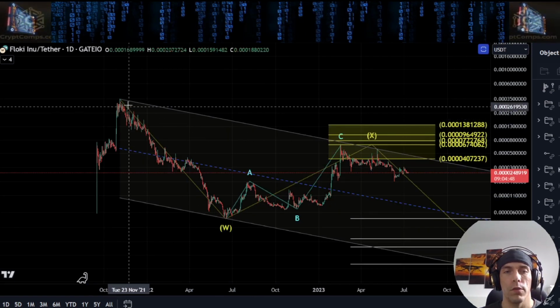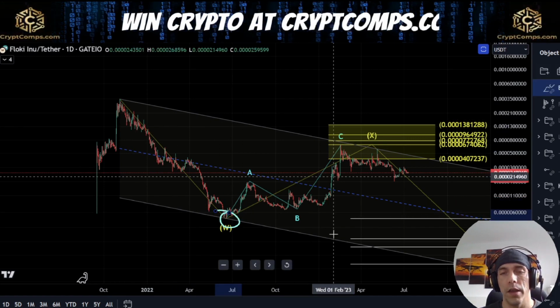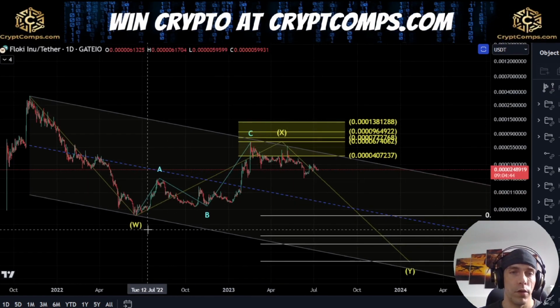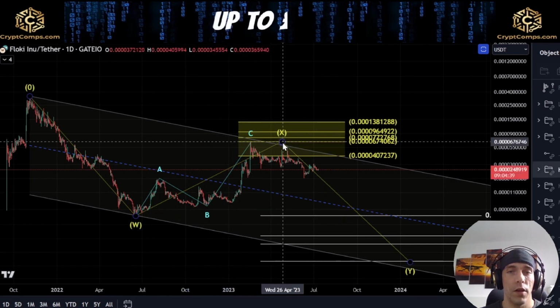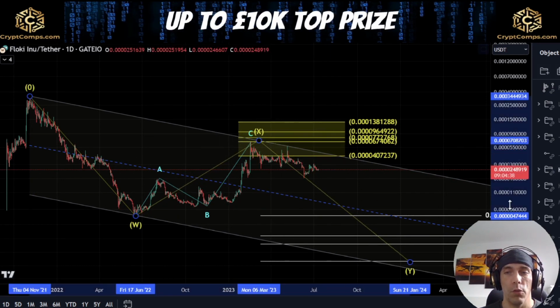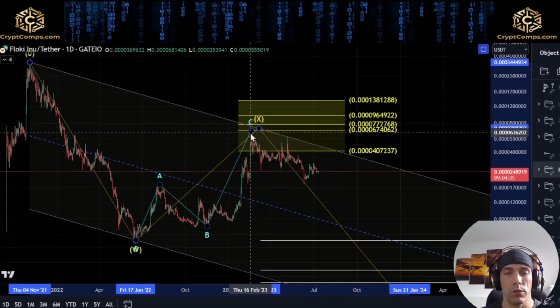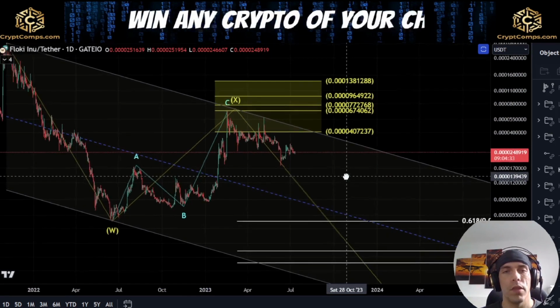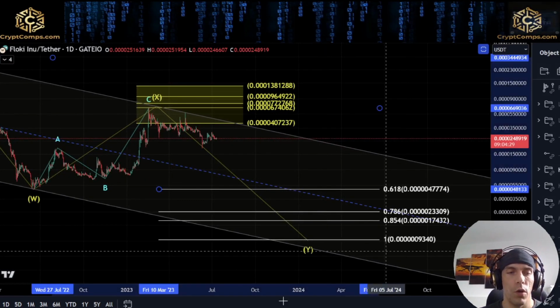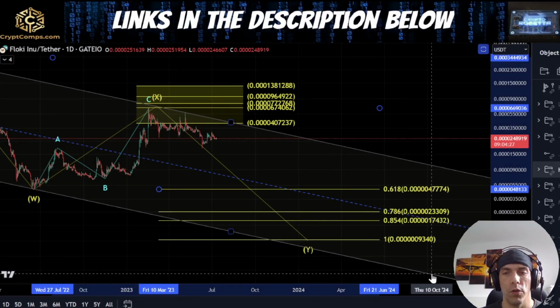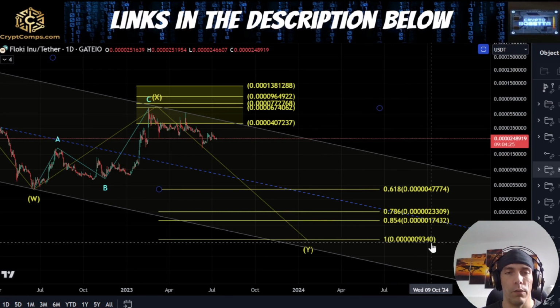We could argue that this move to the downside has been the first leg of a corrective structure. We could see something like this, where this whole move has just been an A, B, and a C to the upside here. Looking at this as an X wave, and we did actually reject off this 0.618. If this is the case, we could be looking for the potential for this Y wave to the downside. Now this Y wave 1-to-1 would be looking to bring us down here towards this 9340.